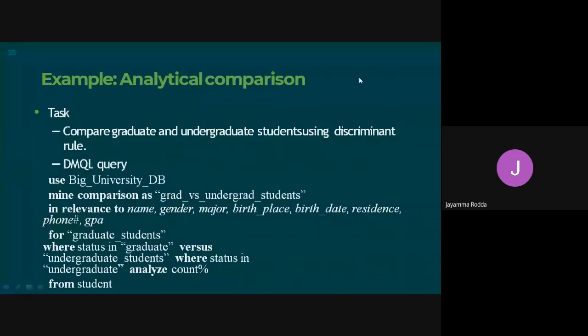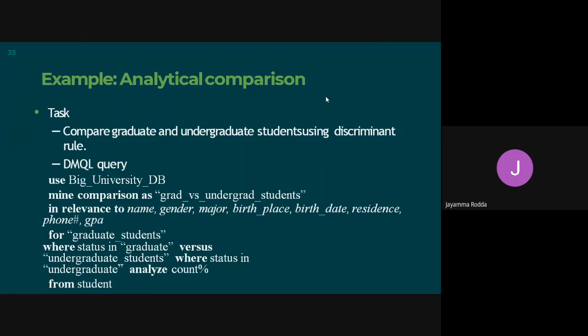Okay. Here an example is given. As we are going to do the analytical comparison, the first task that is given to us is, we are going to compare the graduate students and undergraduate students using discriminant rule. Okay, so this is the query we are having, DML query.